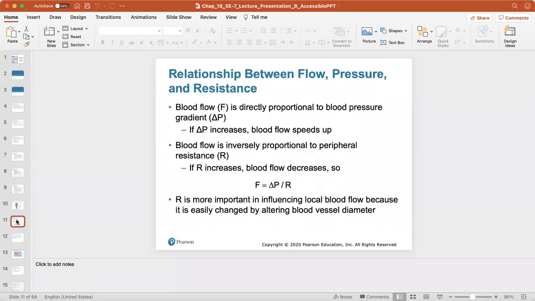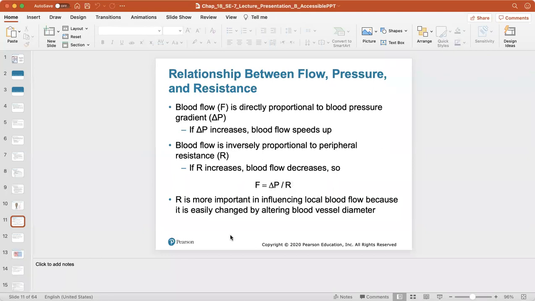Blood flow then is directly proportional to the blood pressure gradient, which is the change in pressure. That little triangle means change in. So as the change in pressure increases, blood flow speeds up. Blood flow is inversely proportional to peripheral resistance. So if resistance increases, blood flow decreases. So we get this equation. Being familiar with the equation is fine. I probably won't ask you too many questions on calculating things.